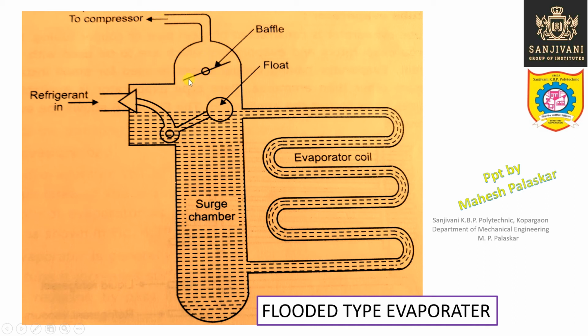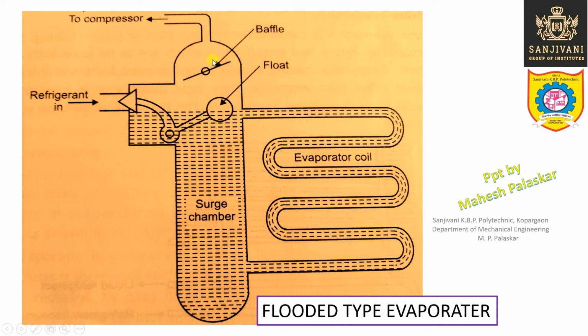Along with the vapor, some liquid droplets may also enter the compressor. That should be avoided. So sometimes we are using the accumulator to avoid the flow of the liquid droplets of the refrigerant to the compressor. Here we are using the baffle, which is present at the top of the surge chamber.